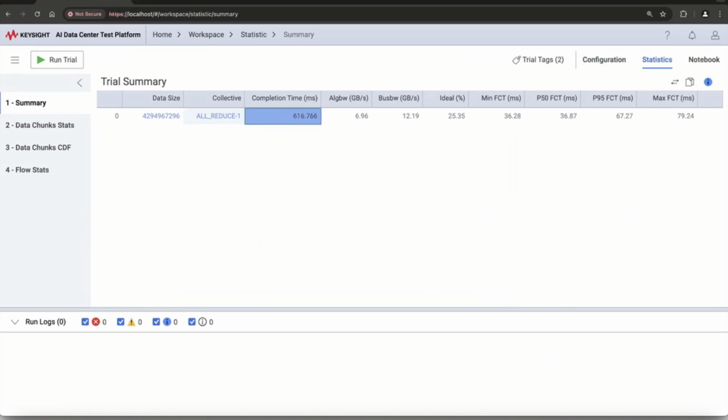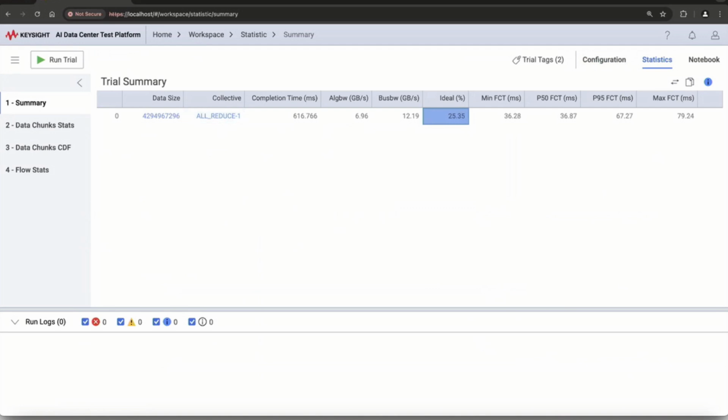And if you look at the ideal, the theoretical throughput we could have obtained, it is only 25%. That's pretty low. We don't want to see utilization that is this low. So I need to drill down deeper into why I got such poor performance.